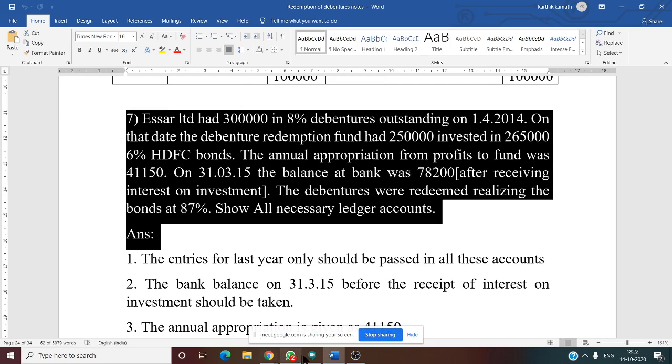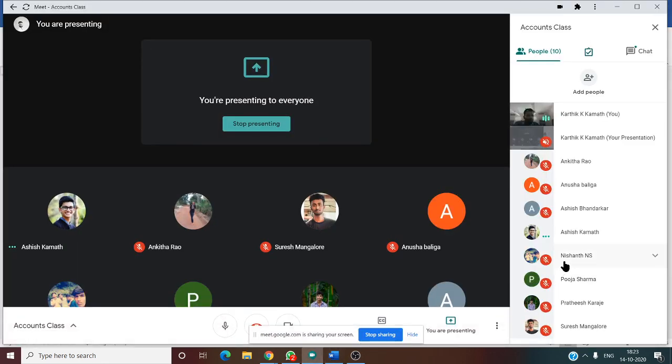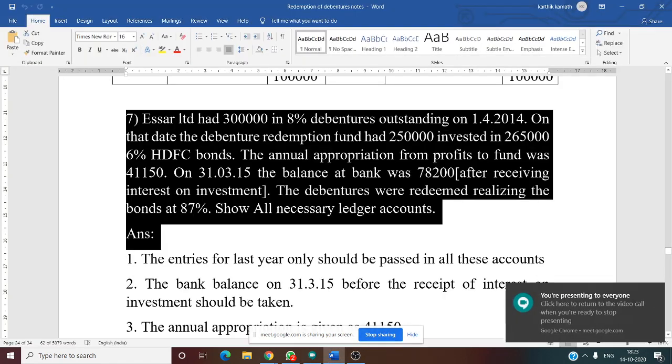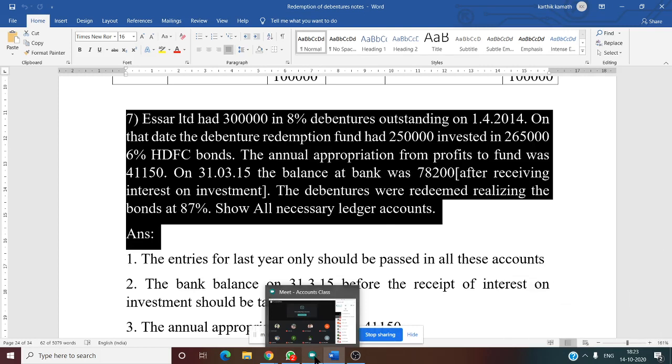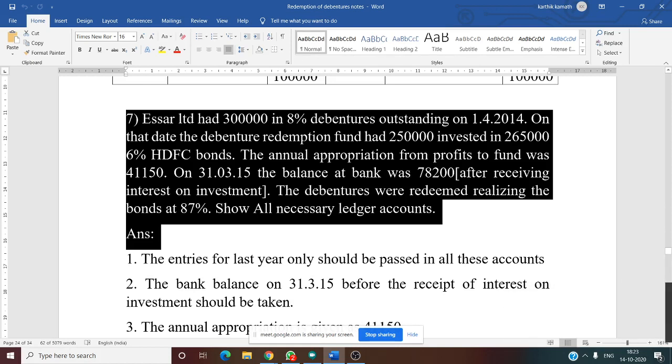So what is the debenture redemption fund balance in the problem? Can you tell me whether it is 2,50,000 or 2,65,000? See, the debenture redemption fund balance is 2,50,000 and the face value of the debenture is 2,65,000. Very clear. Separately they have mentioned 2,65,000 in 6% HDFC bond, so face value is 2,65,000. 2,50,000 is the opening balance, which is mentioned.